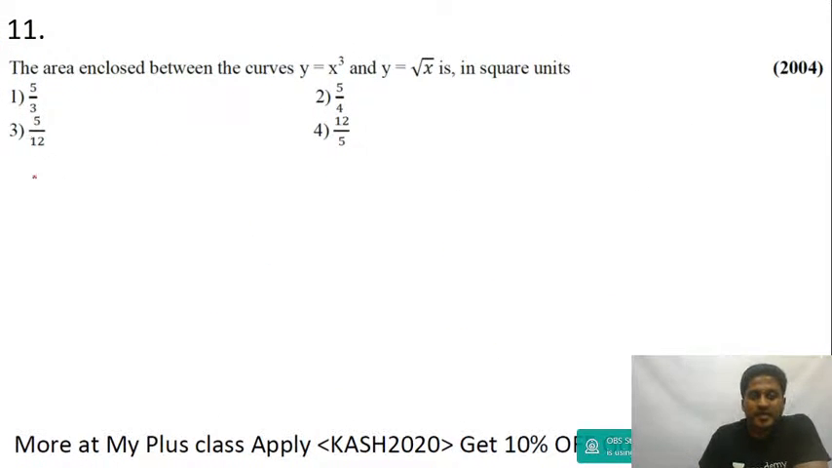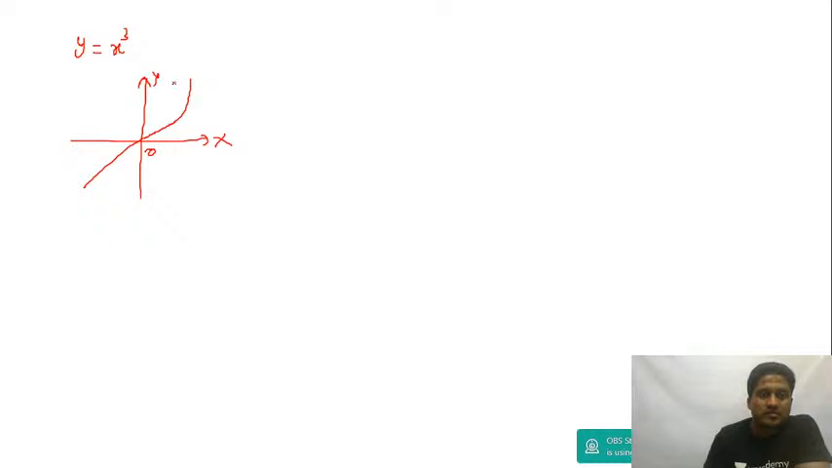Area enclosed by y equal to x cube and y equal to root x. Again, 2004 question. Now y equal to x cube is a cubic function. If I want to plot the graph of y equal to x cube, you get a cubic function, a graph like this. And then y is equal to root x, you get a graph like this. This will be the root x function.